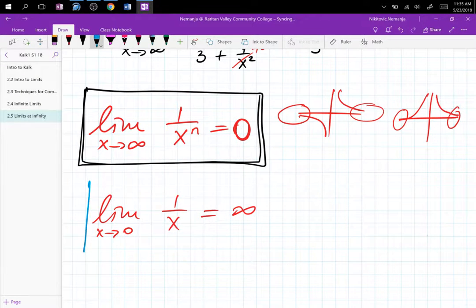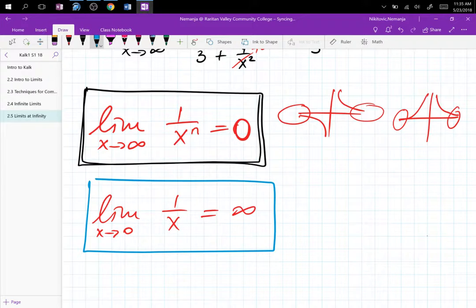So let's box this one blue and say 2.4, because this is an infinite limit. Infinity is in the answer. So now, these two are big calculus tools. We are going to refer to these a lot.